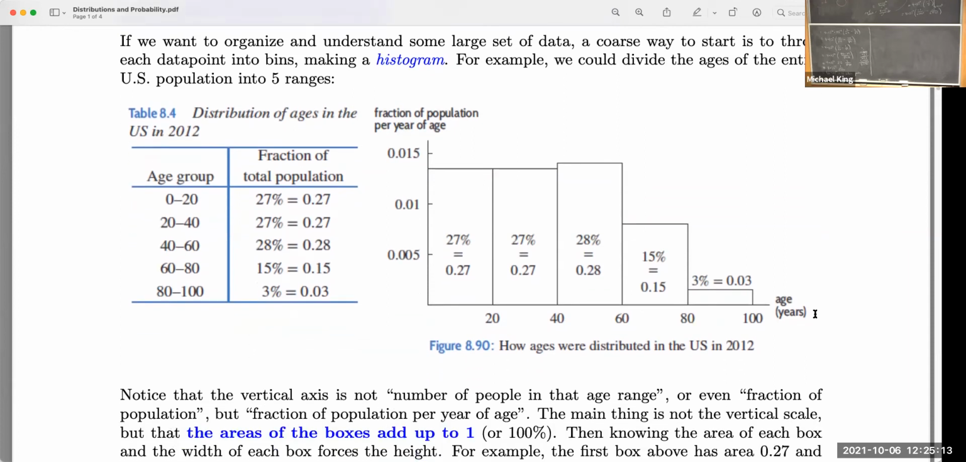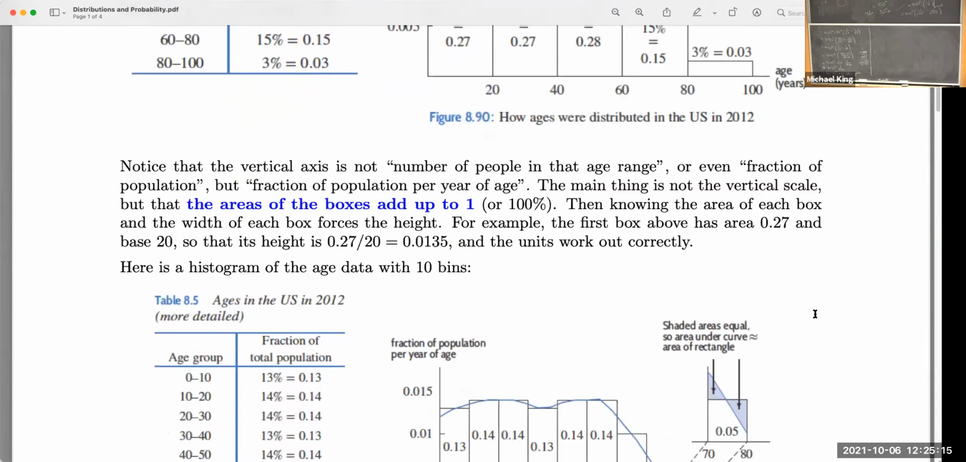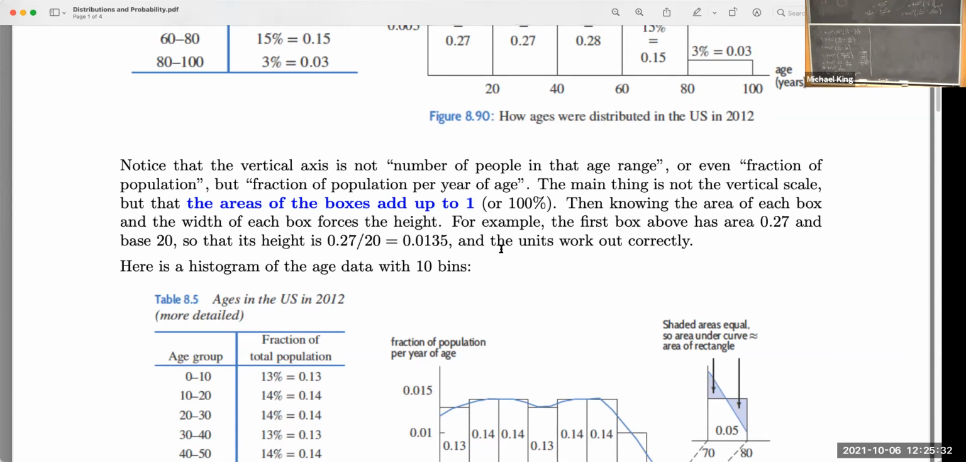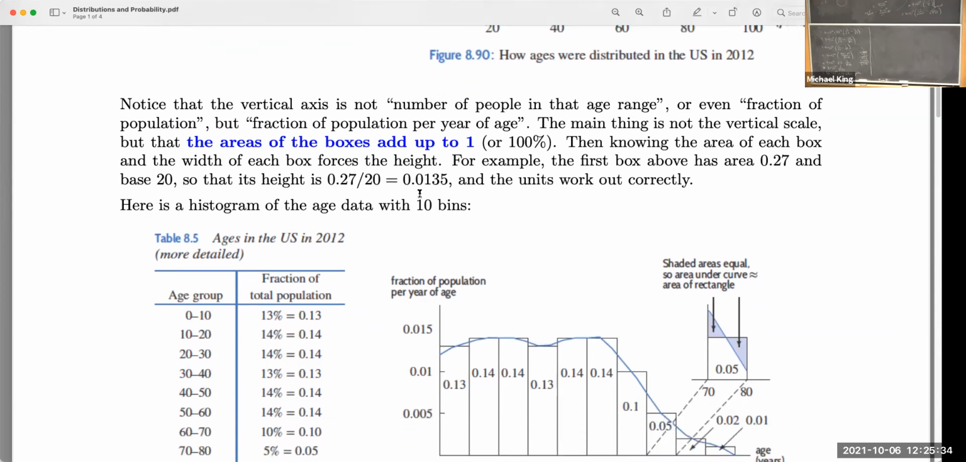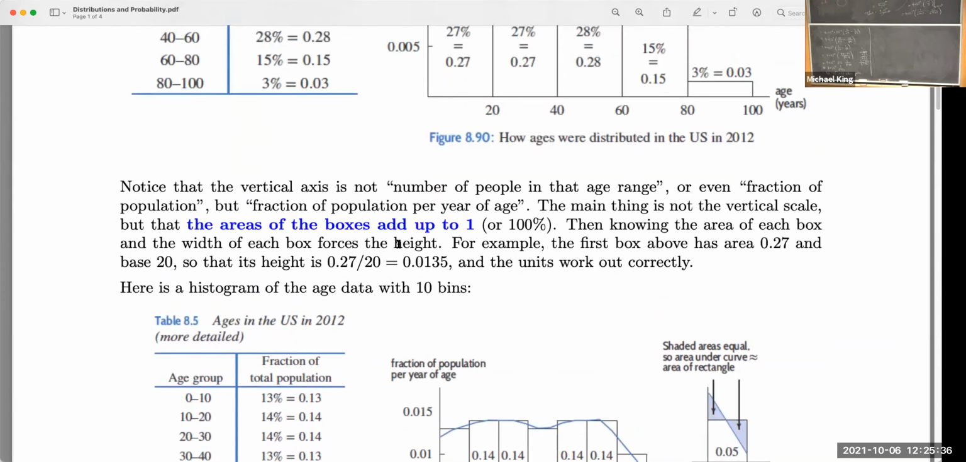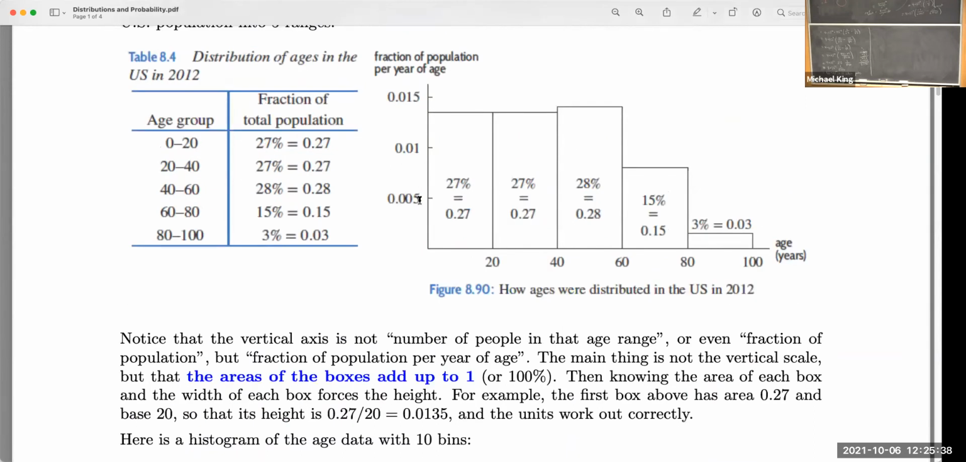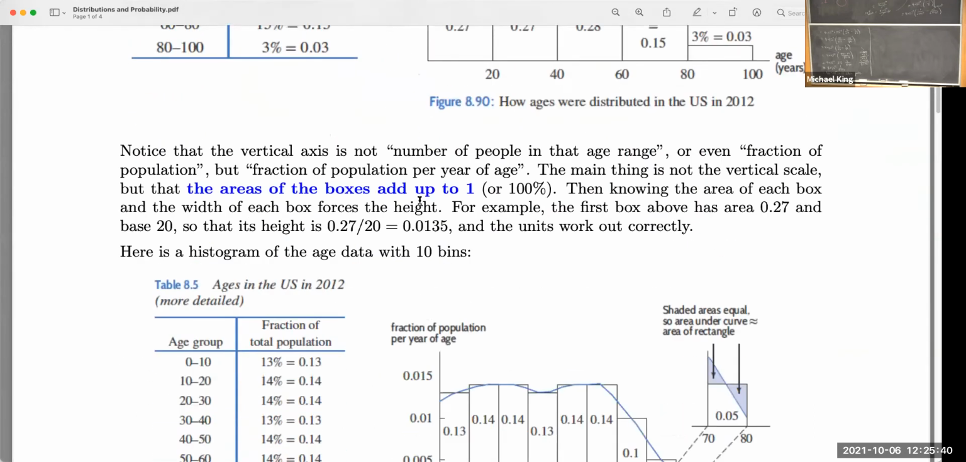Okay, so all right, I guess I write this down somewhere, like this explanatory paragraph right here. Not number of people in that age or even fraction of people, but fraction of people per year of age. Yeah, I guess this is just recapitulating what I just said. It's a little hard to say that the first box has height 0.0135, which is kind of just a strange number to think about.